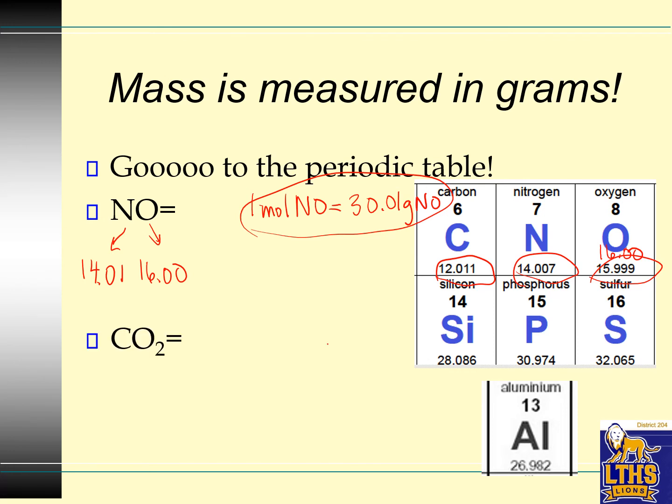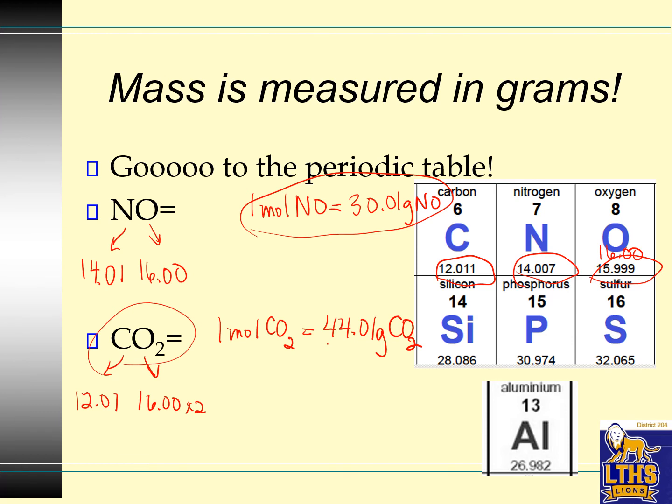What if we had carbon dioxide? We look on the periodic table: we get 12.01 for carbon and 16.00 for oxygen, but there are 2 oxygens in this molecule. So we have 32 plus 12.01, so 1 mole of carbon dioxide weighs 44.01 grams. The mass from the periodic table is 1 mole of that substance. If we have a compound, which is a molecule of that substance, how much would 1 mole of that compound weigh? You have to add up the masses from the periodic table.